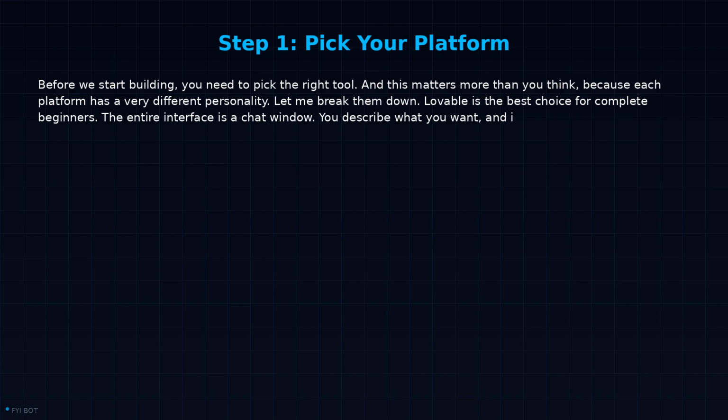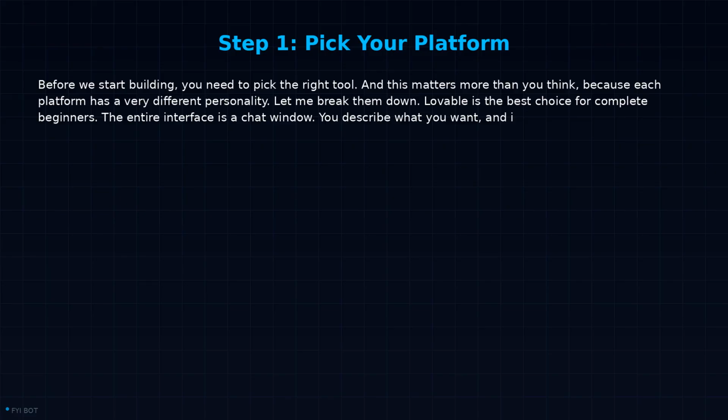V0.dev from Vercel is the design king. If you want your app to look like it was built by a professional design agency, this is your tool. But it only generates front-end components. You'll need to handle authentication and databases yourself. And Replit AI is the veteran all-in-one platform. It gives you a full code editor with AI assistance, so it's somewhere between Bolt and a traditional development environment.